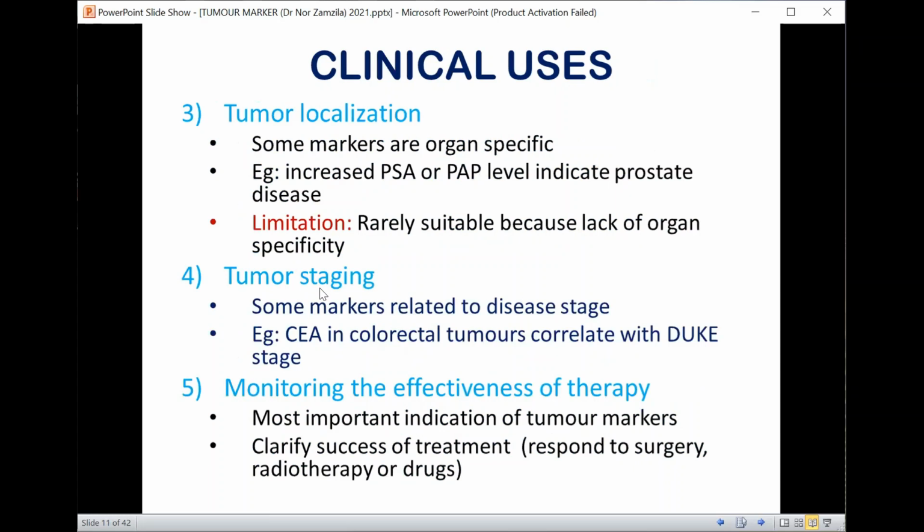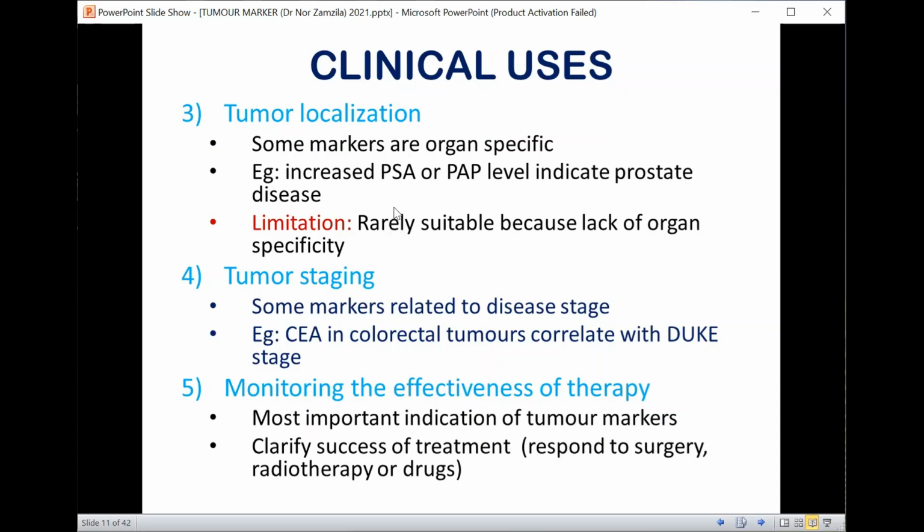Tumor marker can also be used for tumor localization, and again, this is not for all tumor markers. There are some markers that are specific, such as PSA, prostate specific antigen. This PSA is specific to prostate. However, it is not specific to prostate cancer.